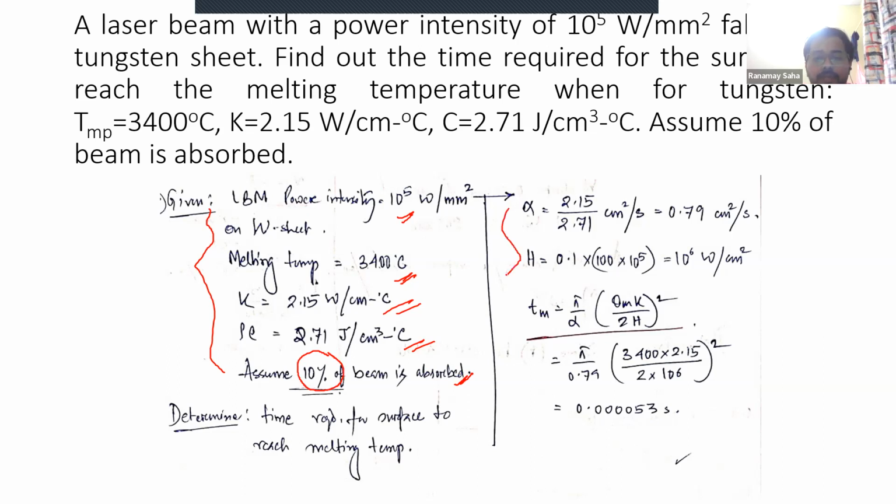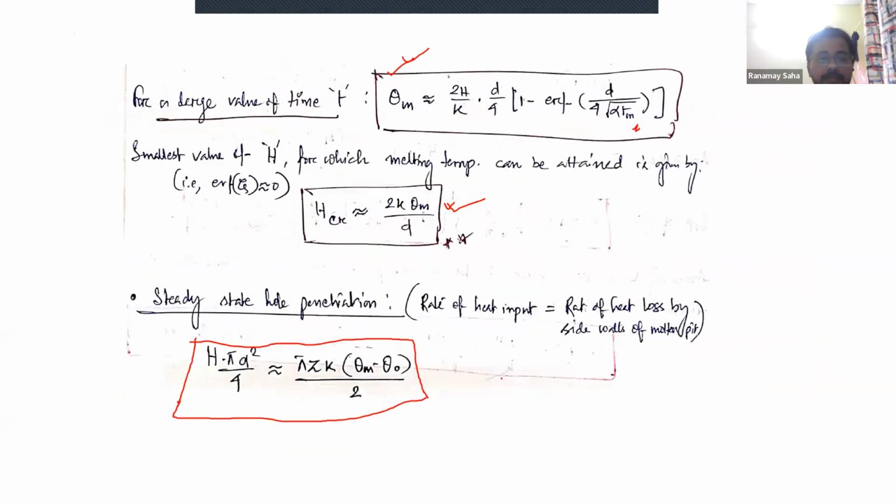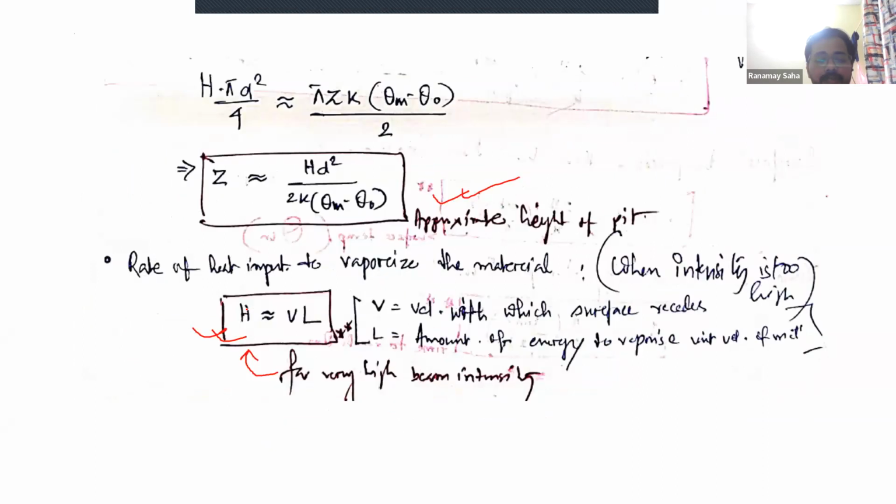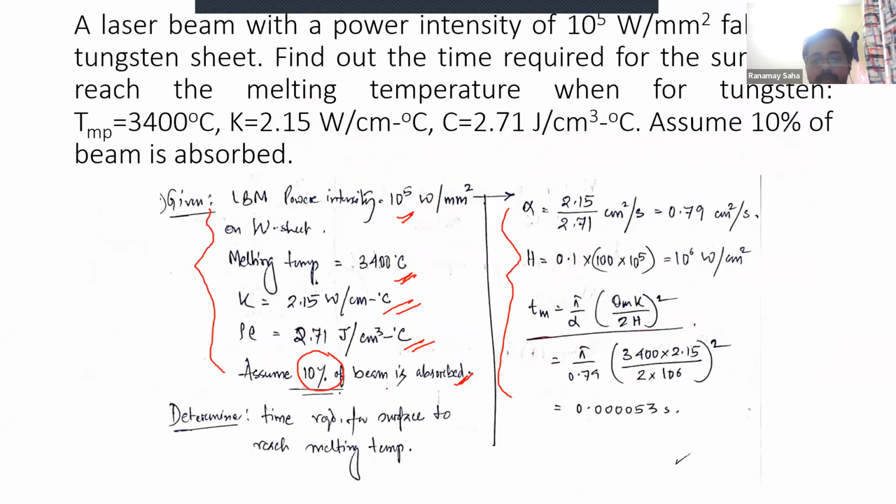This is how you solve this kind of problem, as we have discussed earlier. We have discussed the time to reach the melting temperature theta m, considering the penetration z as 0. You find that Tm is pi by alpha theta m k by 2h squared, where you just plug in all these values. Alpha is thermal diffusivity, k by rho c. You plug in the values of k and rho c. You find the heat intensity.